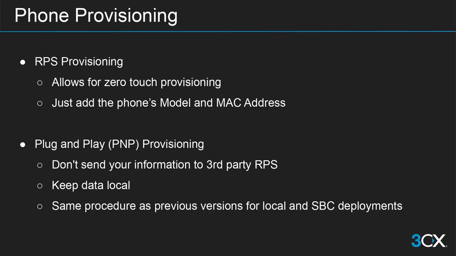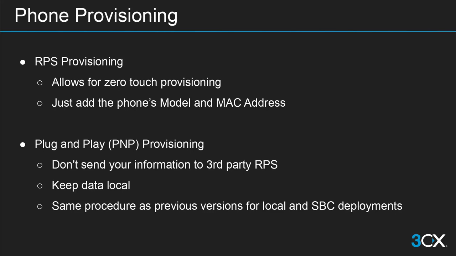Plug and play provisioning has also been available for local provisioning of IP phones and also through the SBC devices. That's not going away. You can disable the RPS provisioning if you don't want your phone information and data to be sent to a third party. You can keep all your data locally within your network, and it is the same procedure to provision a phone locally or through an SBC. You just select it when it comes in through multicast and assign it to a user.